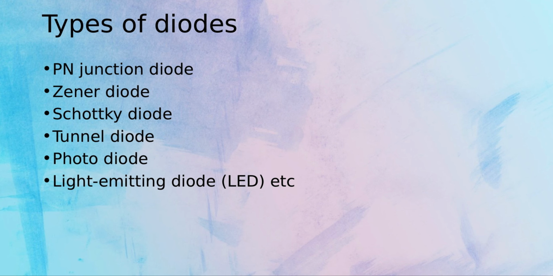Moving on, we're going to see the different types of diode. These are some examples of different types of diode. We have the p-n junction diode, which we have already seen. It's nothing but a combination of a p-type and n-type semiconductor. And we will be seeing the Zener diode, Schottky diode, tunnel diode, photodiode, and light-emitting diode in the later part of this course. Most people have a confusion between photodiode and LED, but they are significantly different, which we will see later.